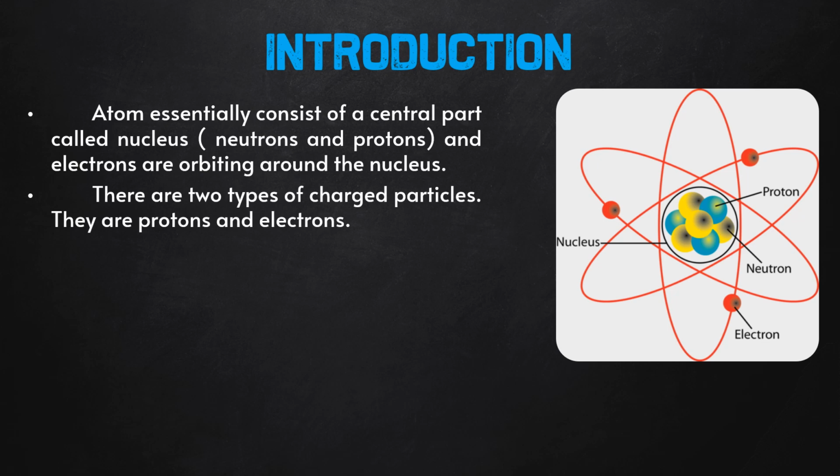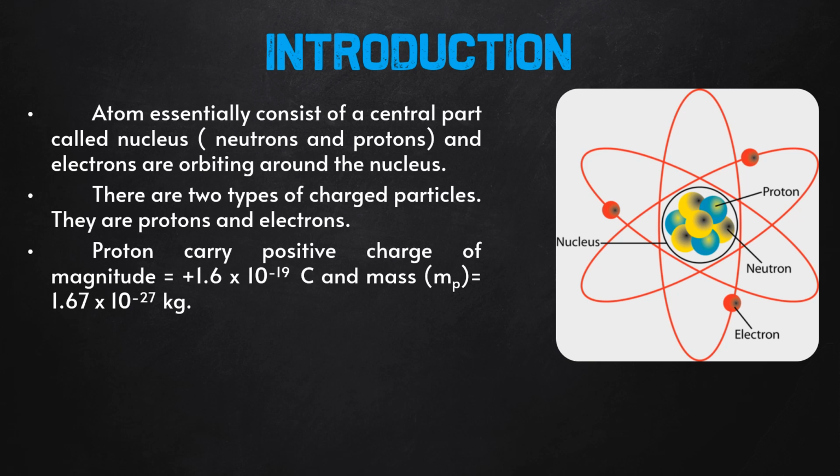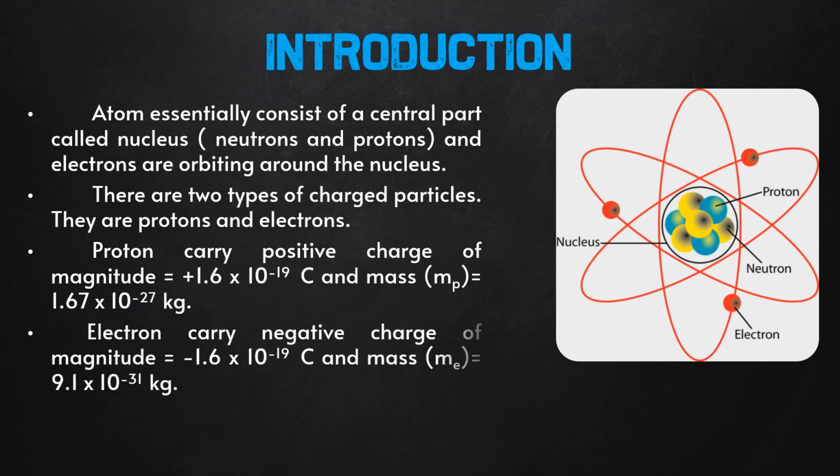Protons carry a positive charge of magnitude plus 1.6 into 10 to the power minus 19 coulomb and mass 1.67 into 10 to the power minus 27 kilogram. At the same time, electrons carry a negative charge of magnitude minus 1.6 into 10 to the power minus 19 coulomb, and its mass is approximately 9.1 into 10 to the power minus 31 kilogram.